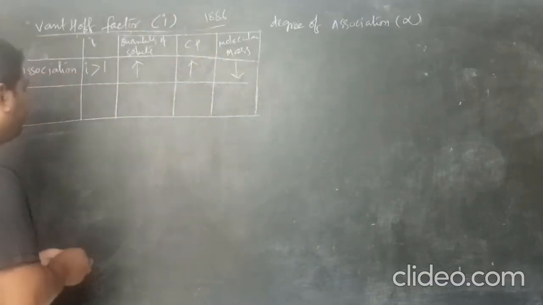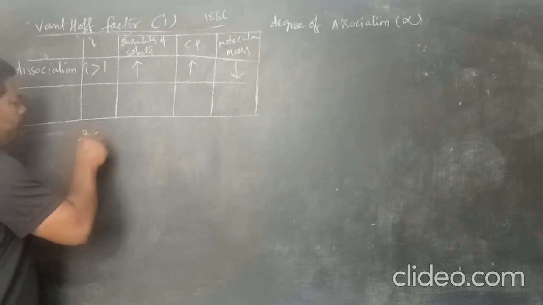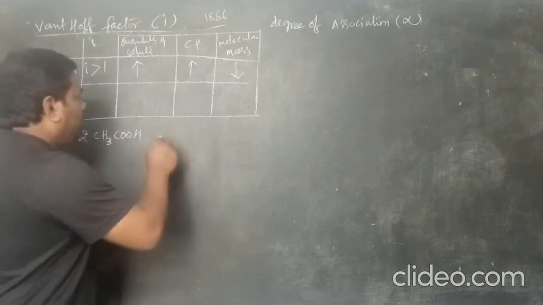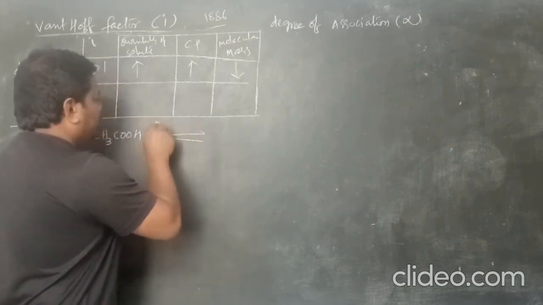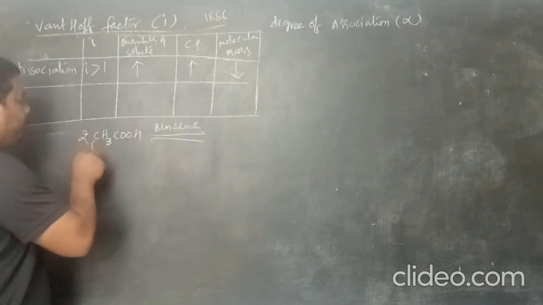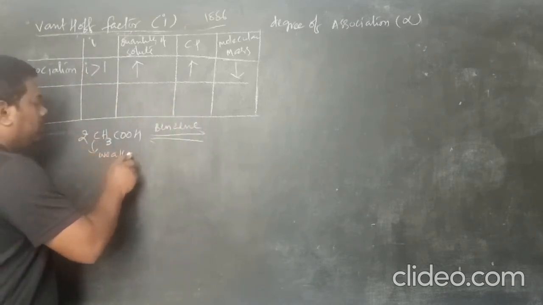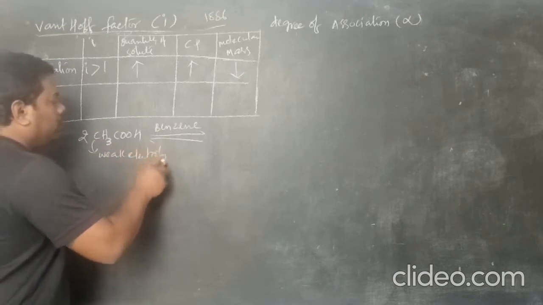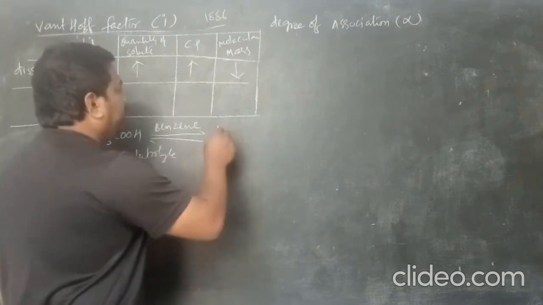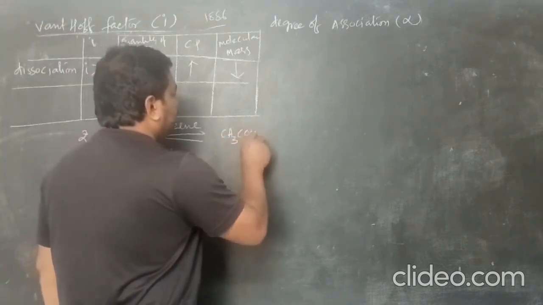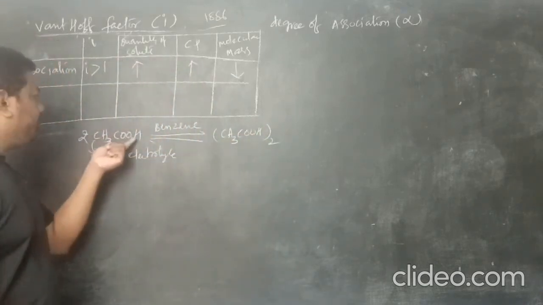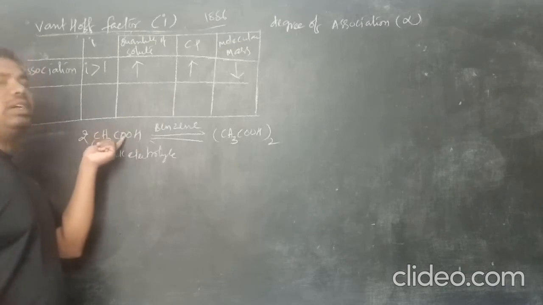Right. For example, 2 moles of acetic acid in benzene solution. Here acetic acid is a weak electrolyte. So in benzene it is going to be dimerized and it forms (CH3COOH) whole twice. Okay.